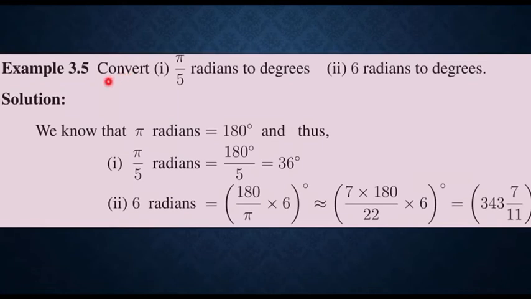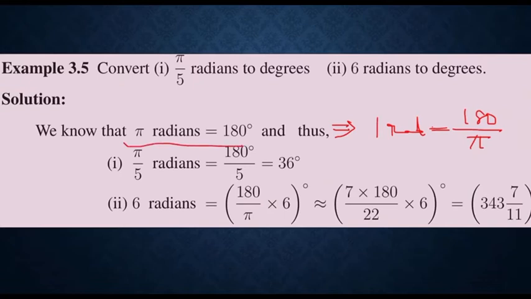Next example, convert pi by 5 radians to degrees. We know that pi radians is equal to 180 degrees. So, with this you get 1 radian is equal to 180 divided by pi. Pi radians is equal to 180, that implies 1 radian is equal to 180 divided by pi.